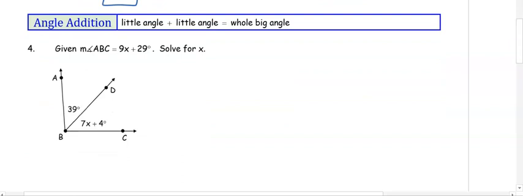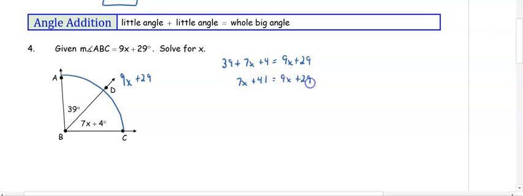Angle addition works similar to segment addition, so we're going to add part plus part equals the whole. So in this case, we have our two angles, and we know that ABC is 9x plus 29. So we have 39 plus 7x plus 4 is equal to 9x plus 29. We can combine like terms. 7x plus 41 equals 9x plus 29. Subtract 7x from both sides. 41 equals 2x plus 29. Subtract 29 from both sides. 12 equals 2x. We can divide by 2. So x equals 6.